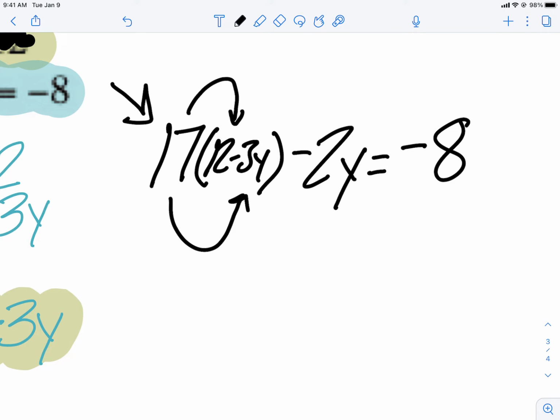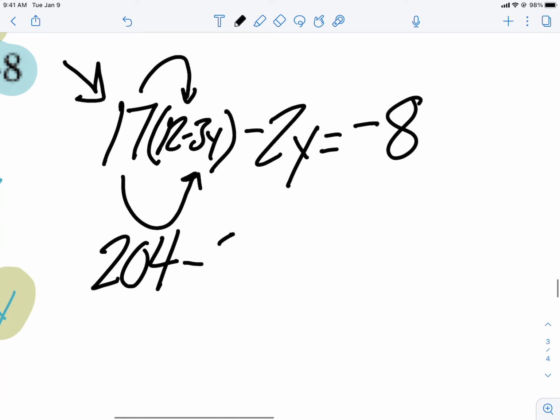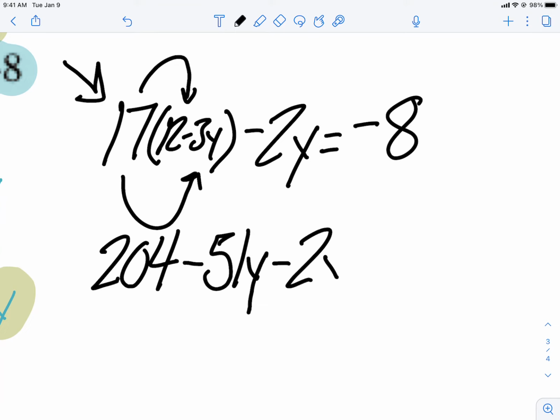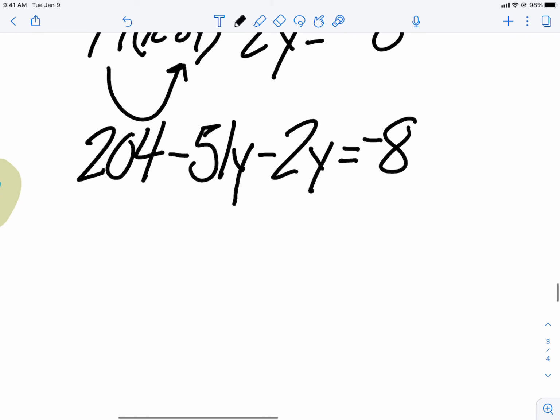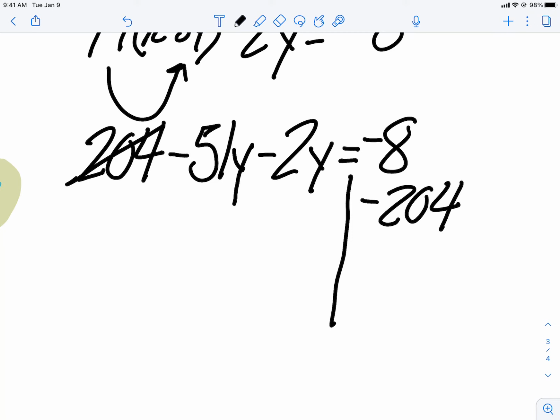So now I must multiply 17 times 12 and 17 times 3y. If I do 17 times 12, I get 204. So this gives me 204, minus 17 times 3 is 51y. And then I have minus 2y is equal to minus 8. Look at that. I draw my line of separation. This 204, I'm going to bring over as negative 204 to the other side.